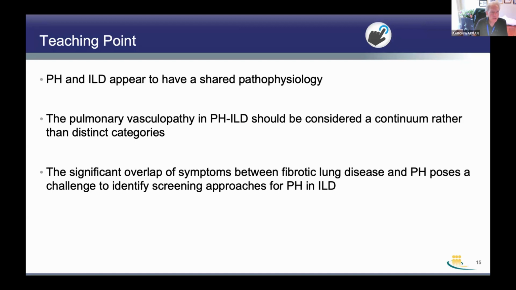So to stop there, just to touch on those teaching points, PH and interstitial lung disease appear to have shared pathophysiology. The pulmonary vasculopathy and PH-ILD should be considered a continuum rather than distinct categories. And lastly, the significant overlap of symptoms between fibrotic lung disease and pulmonary hypertension poses a challenge to identify screening approaches for PH in interstitial lung disease.